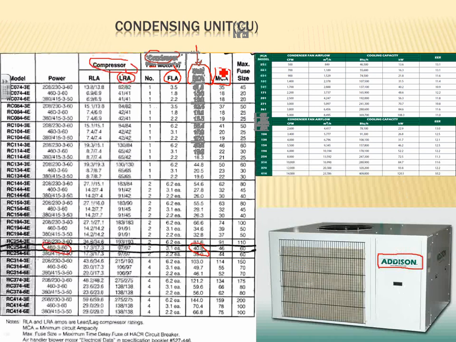Then there is one more value here. This is called minimum circuit ampacity. Very, very important. The manufacturers, because you can see there are multiple fans, or multiple fans and a compressor, all in one big box.